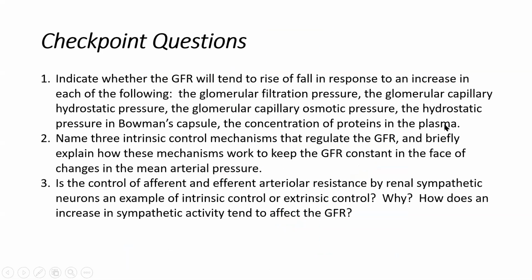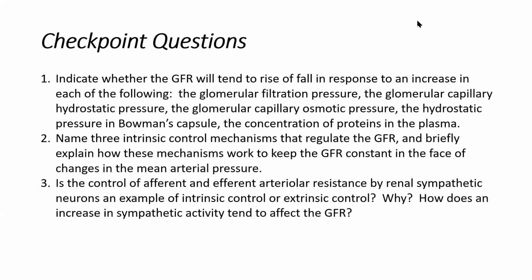And then the third mechanism was the mesangial cells. So the mesangial cells are these strips of smooth muscle located around the glomerulus. And if there was increased stretch, they would constrict in order to regulate that GFR and keep it constant. Okay, so those are the three intrinsic mechanisms we talked about.